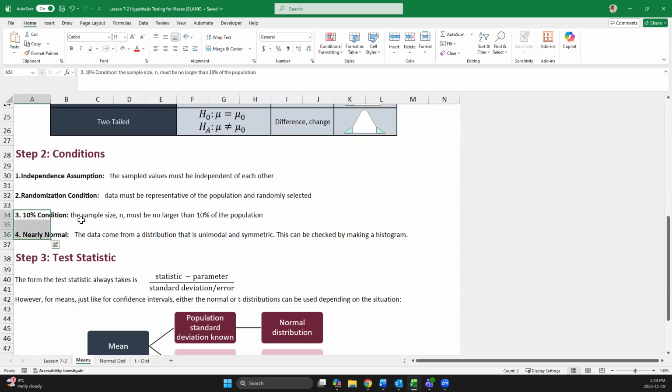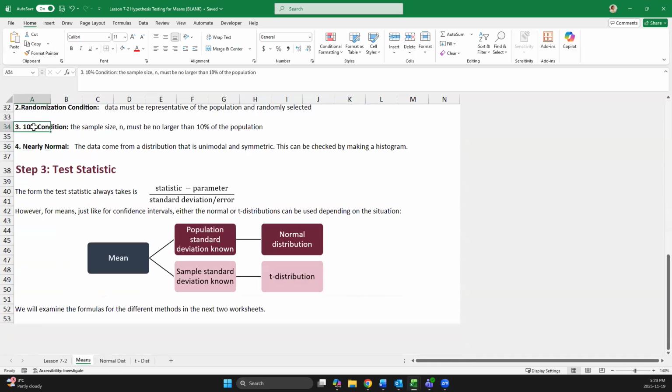The last 2 conditions are on sample size. The 10% condition makes sure that the sample is no larger than 10% of the population, making sure the sample is not too big. And for the nearly normal condition, you make sure the sample is not too small. It should come from a unimodal and symmetric distribution, which can be checked by making a histogram. In general, we say that as long as the sample size is bigger than 40, this condition should typically hold.